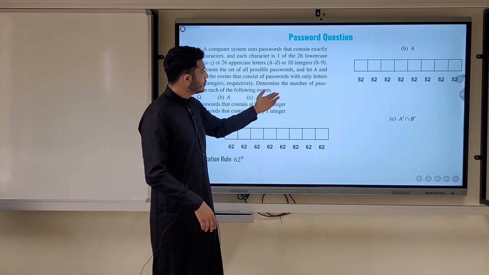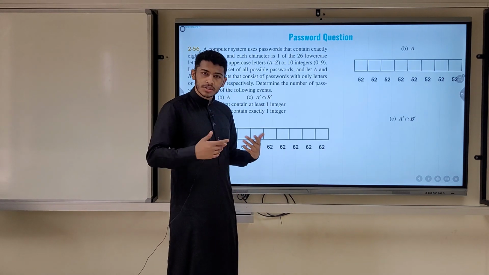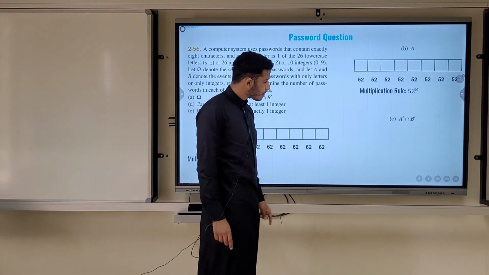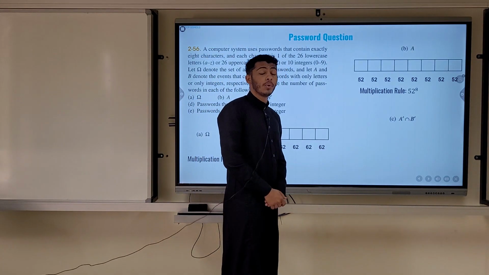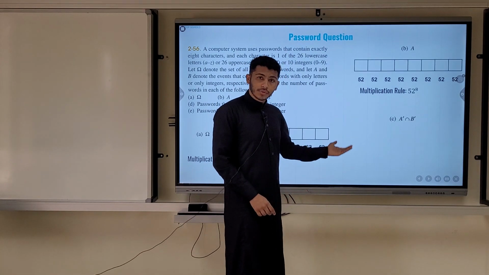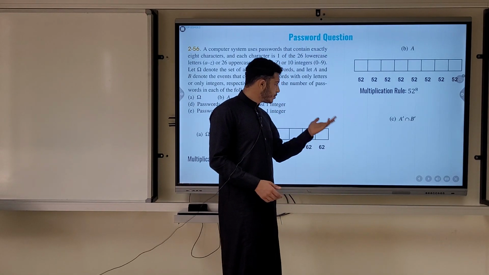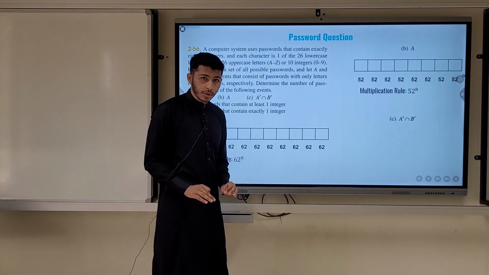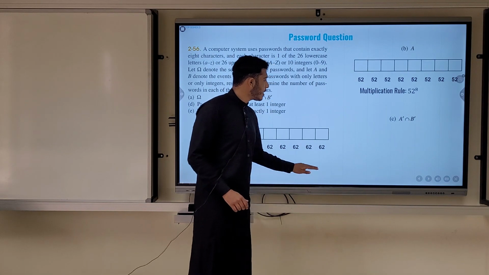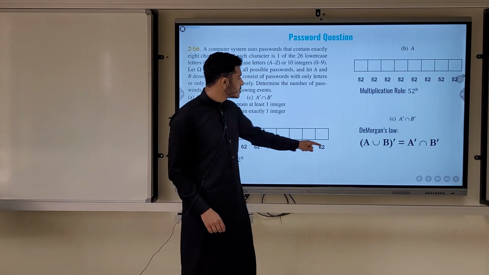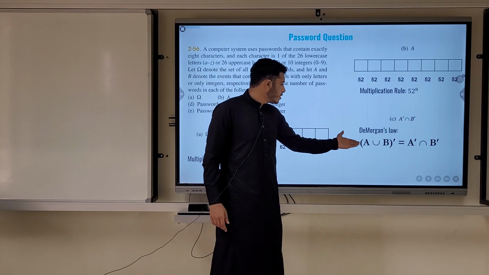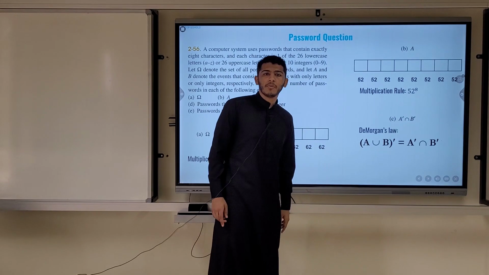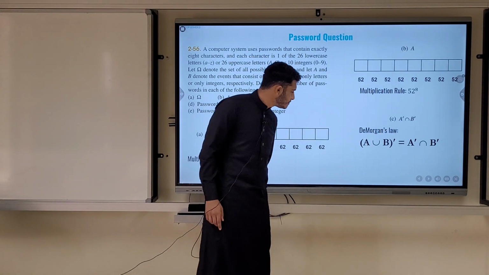You multiply them all with each other because it's still the multiplication rule, and you're going to get 52 to the power 8. Now we have this question that looks so weird. Even if you tried to understand it, it would be quite confusing. How to solve it? Well, remember De Morgan's rule. When you have something weird like this, you can turn it into something less weird, where you only need to find the union between A and B and then take the complement of it.